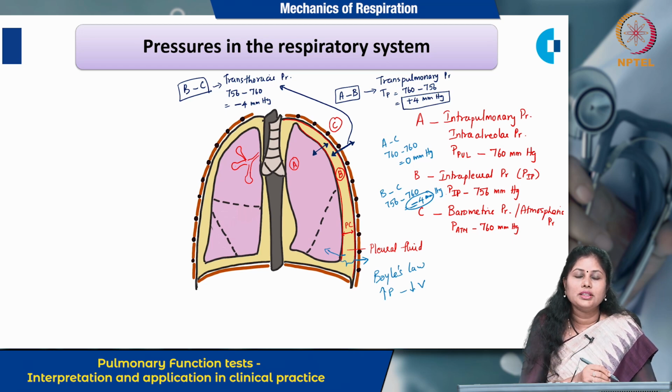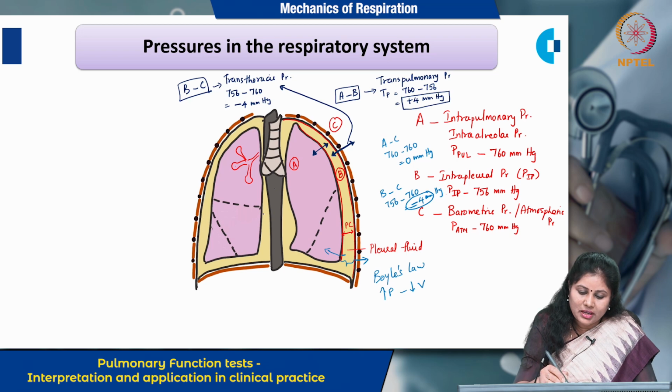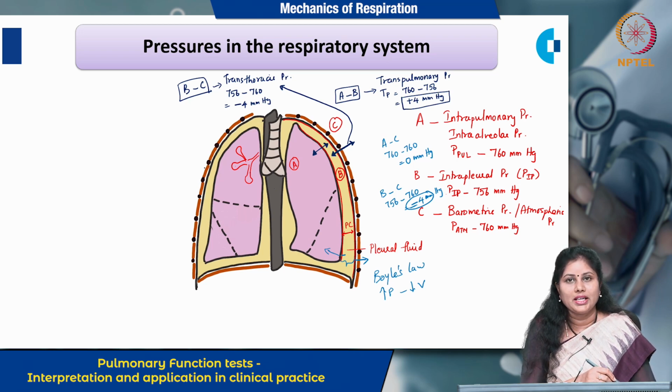If you record the transthoracic pressure anywhere in the thoracic cavity, it will be the same. It will be the same in the esophagus, it will be the same in the mediastinum, and it will be the same in the pleural cavity as well. So these two pressures are very important.